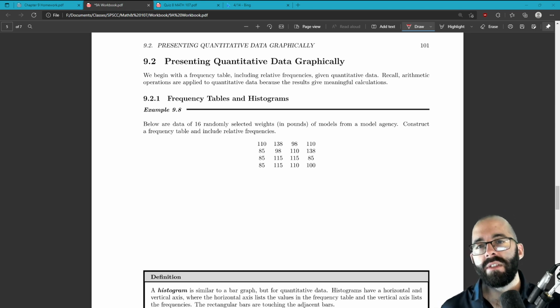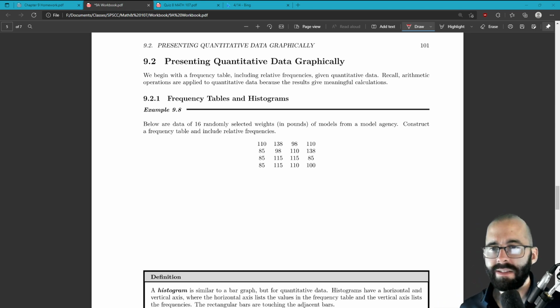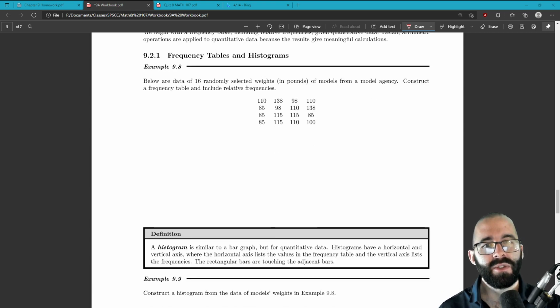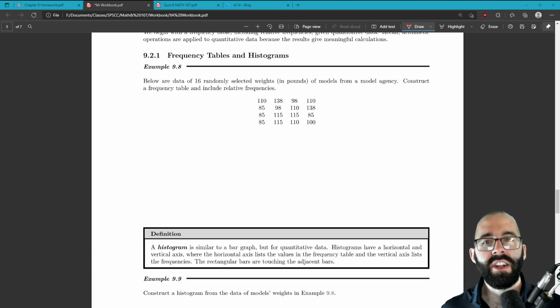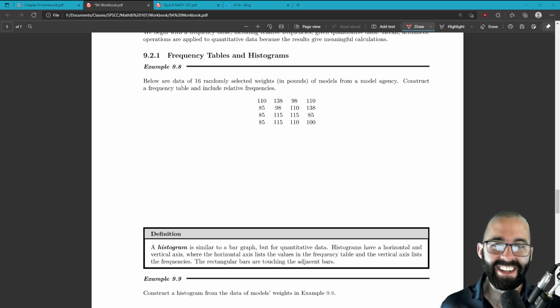All right, so we're going to start talking about frequency tables and histograms. And you might say, Jason, we already talked about frequency tables. Well, now we're doing frequency tables for numbers. There's a couple of ways that we do frequency tables. We're going to start this frequency table the same way we did it before. And then in the next video, we're going to start talking about something called class size. And I'm not talking about our class size, okay? So we have 16 randomly selected weights of models from a model agency. Yes, they are very small numbers. Construct a frequency table, goodness, and include relative frequencies.